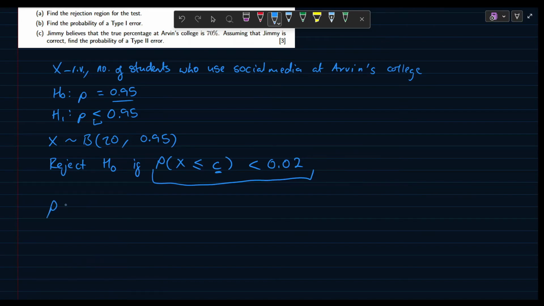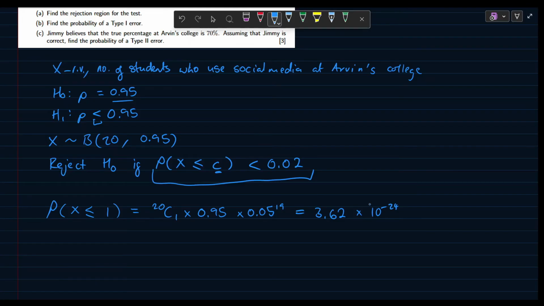Maybe we can start off with the probability that X is less than or equal to 1 and see what that gives us. So this is going to be 20 choose 1 multiplied by 0.95 to the power 1 times 0.05 to the power 19. So let's punch this into the calculator: 20 choose 1 times 0.95 times 0.05 to the power 19. Alright, this is far too small. This is 3.62 times 10 to the negative 24.